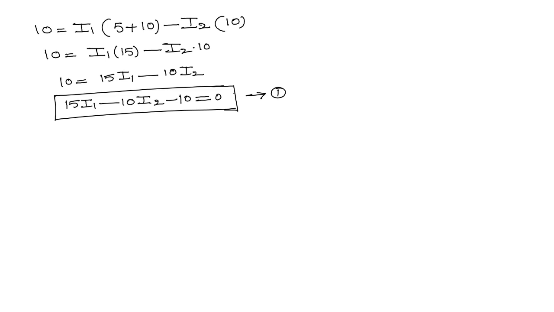Clear? Now the pending is what? Apply KVL in the loop number 2. Again you will get one expression. After getting the second expression from the loop number 2, just to simplify these two expressions, you will get the unknown values of currents. Those are what? Current flowing in the loops you will get. Clear?